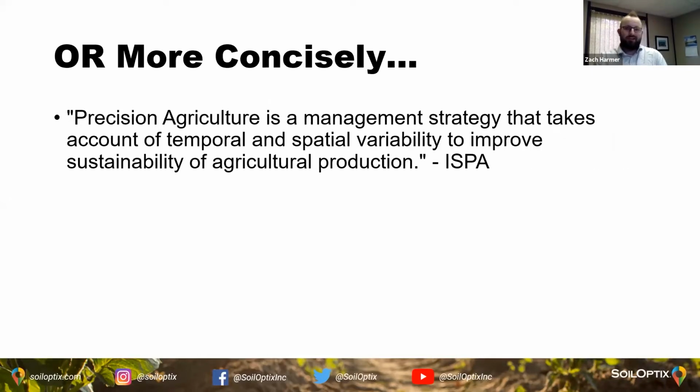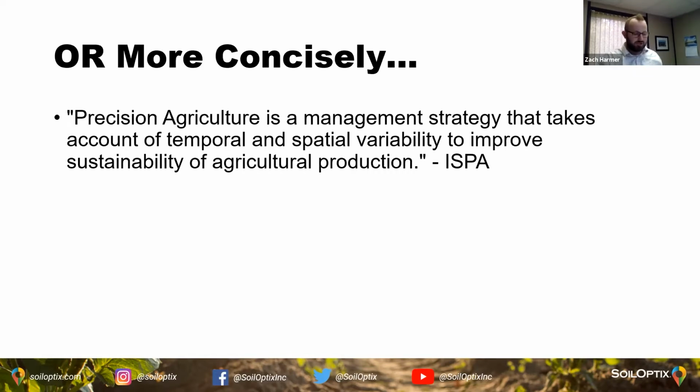But if we look at it more concisely, again coming from the ISPA, precision agriculture is a management strategy that takes account of temporal and spatial variability to improve sustainability of agricultural production. That's looking at inputs, right? Fertilizer, amendments, seed, water. How can we grow a more productive crop with, let's be honest, more stresses on that production? Climate, if it's more rain, less rain, more heat, less heat. We're losing obviously a little bit of land to urban development. So how do we become more productive while looking at that spatial and temporal variability?